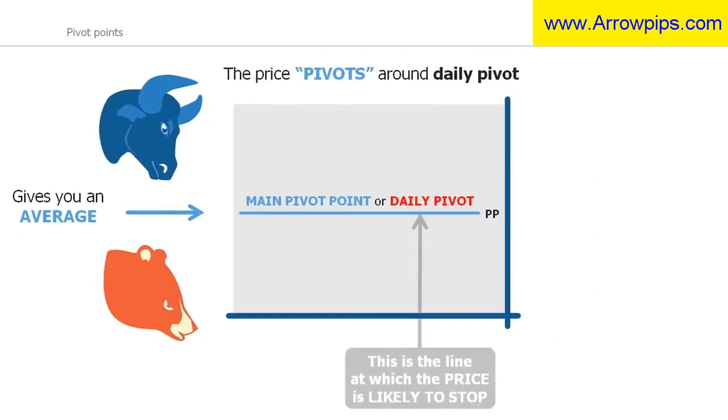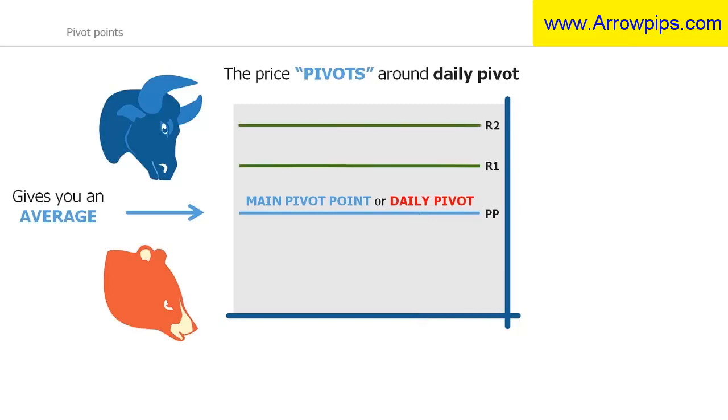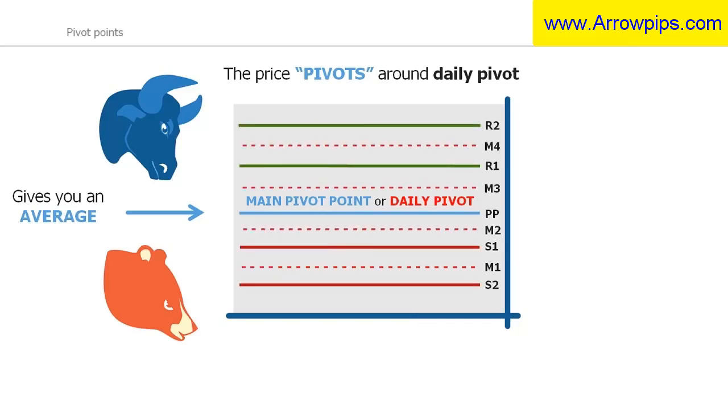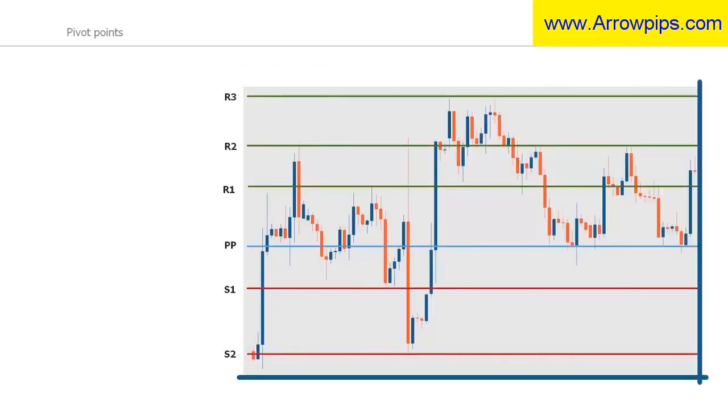Note that sellers and buyers can push price above and below the daily pivot point respectively. However, it generally acts as a floor or a ceiling at which price is likely to stop once the price has reached it. The other pivot points are R1, R2, R3, and S1, S2 and S3, and the mid-pivots labelled as M1, M2, etc. All pivots are calculated using the daily pivot. When the price reaches these pivot points, traders are likely to sell if the price has reached it from below, or buy if the price has reached it from above.